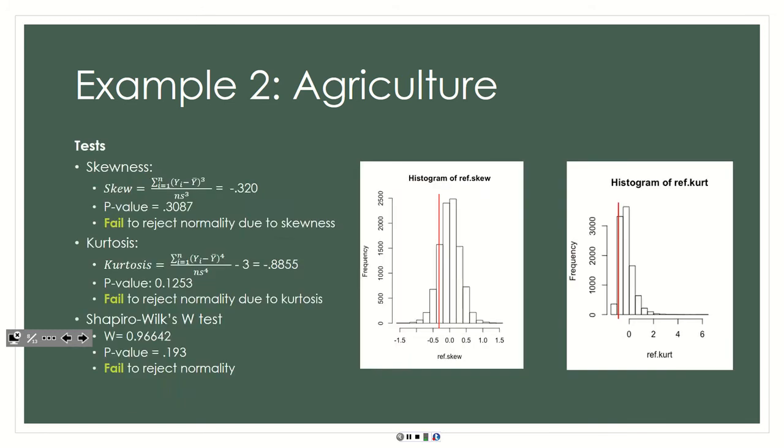And then when I did the same thing for skewness, I ended up failing to reject normality, failing to reject kurtosis, and failing to reject the W test. So even though it doesn't necessarily look bell-shaped in the original histogram, none of the tests actually rejected the assumption.